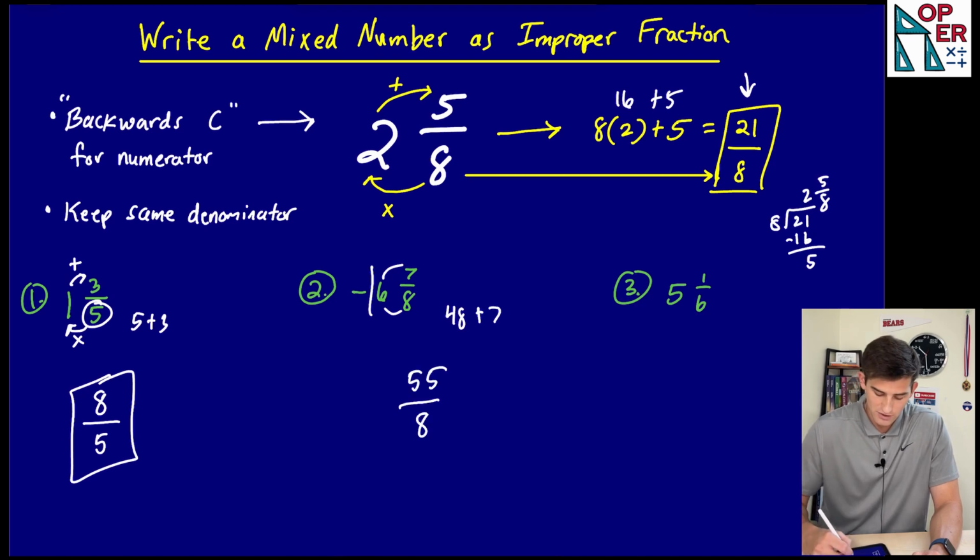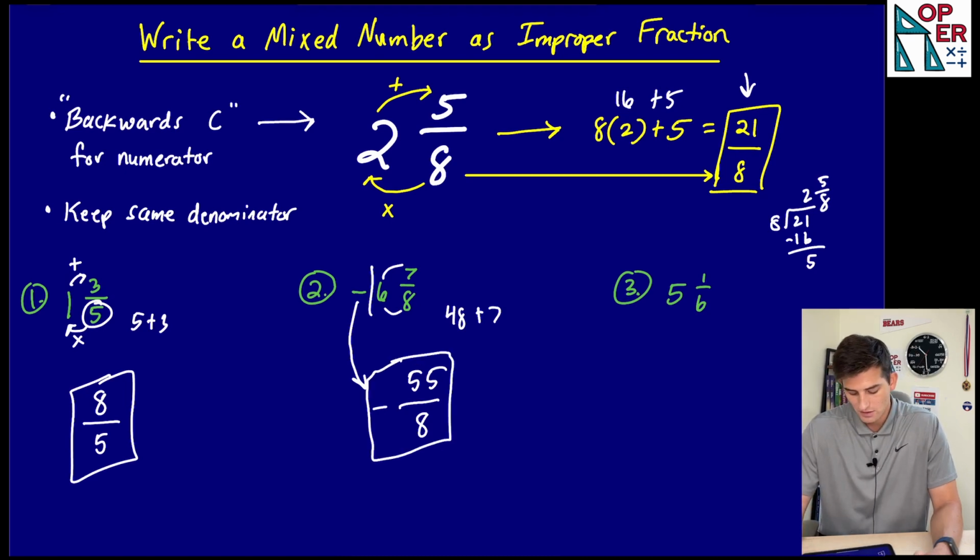And what did we say? We just want to make sure we put our negative sign on our improper fraction. Once again, 55 over 8, if we think about 48 over 8, that would be 6. And then what do we have left in the numerator? We would have 7 left, right? So negative 55 over 8 for number 2.